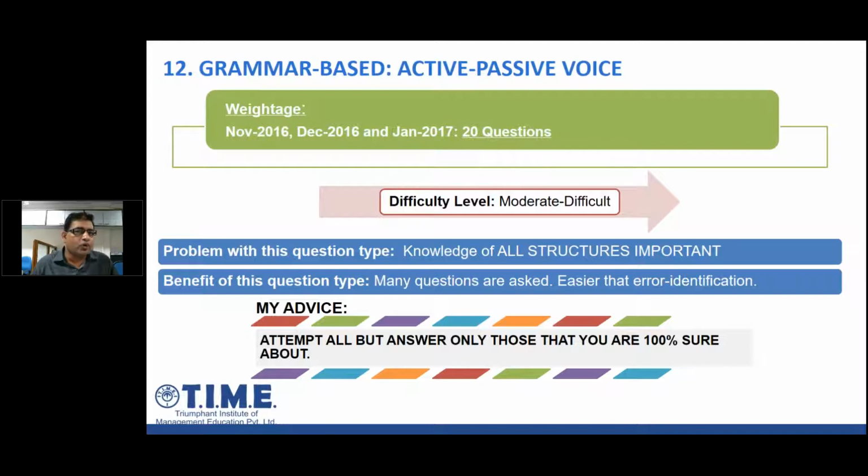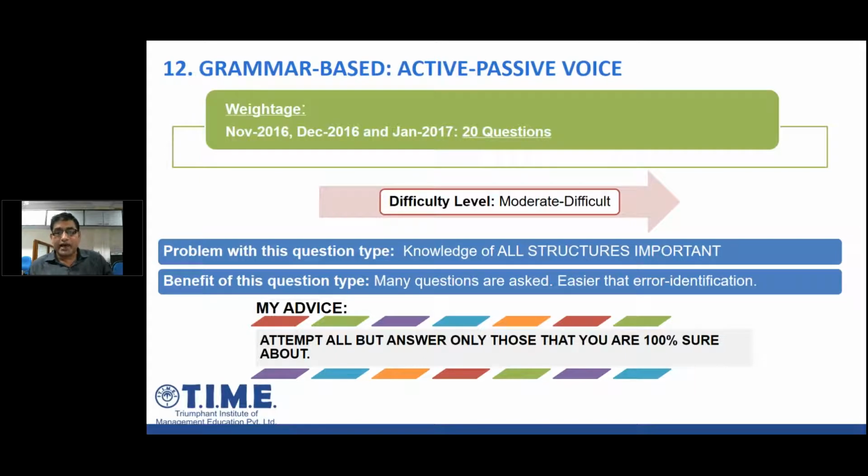Okay, some students are so good at this that even before they go to the choices, they decide what the answer should be, and they just look for that. Whereas students with a little bit less knowledge look at every choice and see which is correct, which is wrong. That, I would say, is a wrong method, because if you see an active voice sentence, you should be able to tell what the passive voice is on your own. You don't have to look at the choices. So prepare thoroughly. Okay, the benefit of this question type is many questions are asked on one single concept.